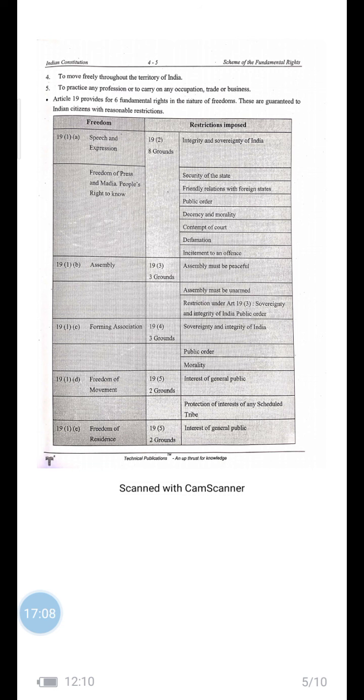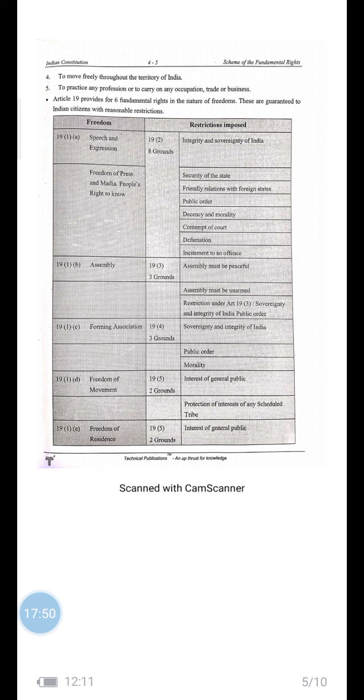So here Article 19 provides six fundamental rights, a natural freedom, guaranteed to Indian citizens with reasonable restrictions. First of all, there is Article 19 subsection A, which covers speech and expression, with restrictions for the integrity and sovereignty of India. Then the freedom of the press and media, and people's right to know. There are restrictions for the security of the state, friendly relations with foreign states, public order, decency or morality, contempt of court, defamation and incitement to an offence.